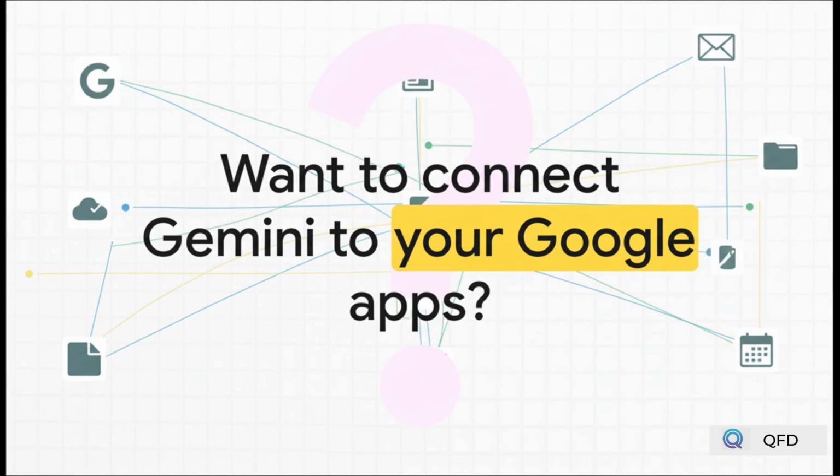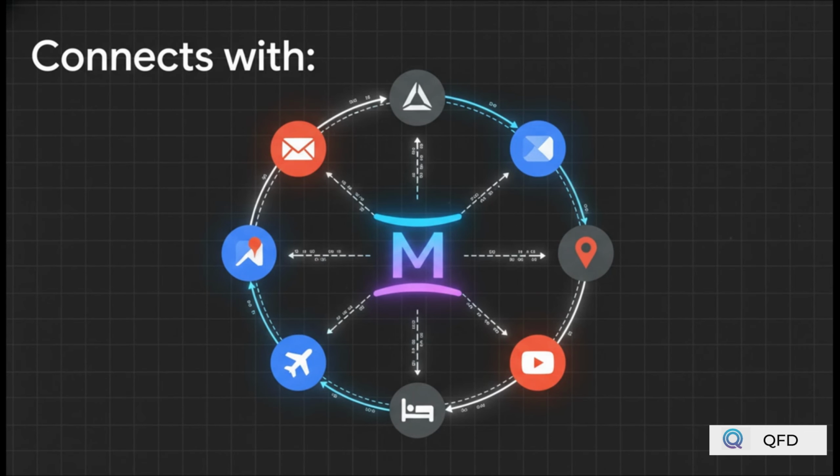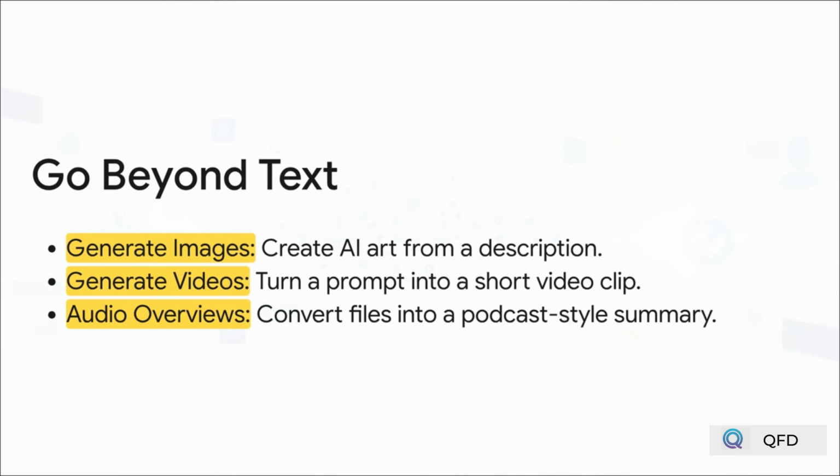But here's where things get really interesting, connecting it to all your other Google apps. It's simple. You just type then the app name to search your Gmail, Drive, you name it. So yeah, it can pull info from all these different apps right inside the chat. And it's not all work. Gemini can be super creative, generating images, videos, even audio summaries.